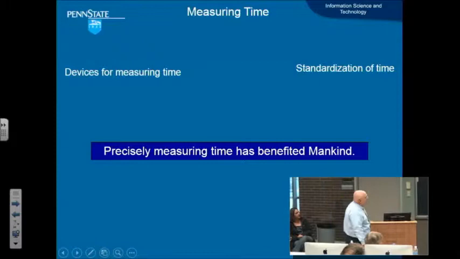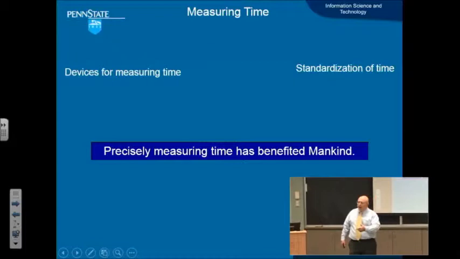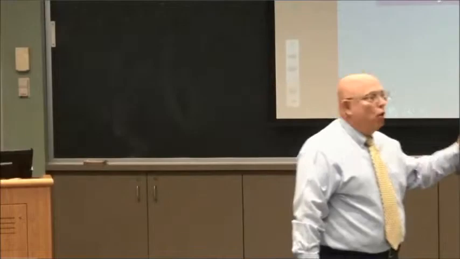First thing about this stuff, I'm going to assert this, and I'm not even going to try to prove it. I think we can all agree that time is important. If it wasn't, we wouldn't all be looking at clocks all the time. We wouldn't all worry about schedules. A whole bunch of things would happen if time wasn't important to mankind. So let's just set that aside. But what I do want to talk about is devices for measuring time. They're pretty important, right? And I want to talk a little bit about standardization of time because it's a cool example.